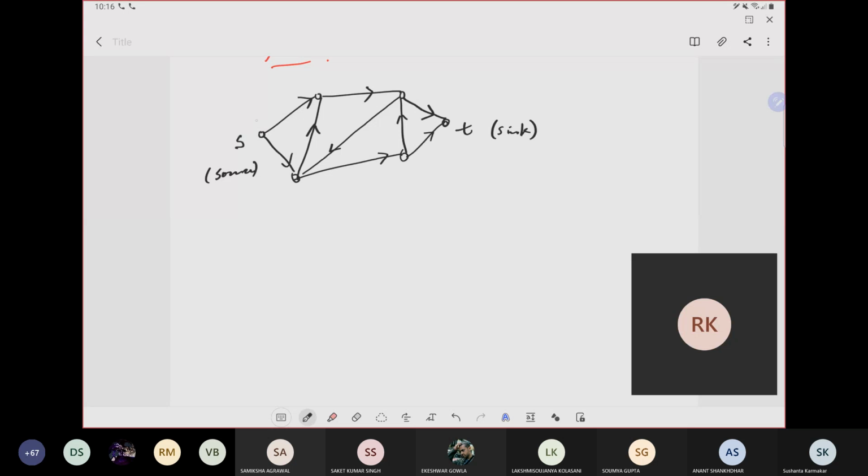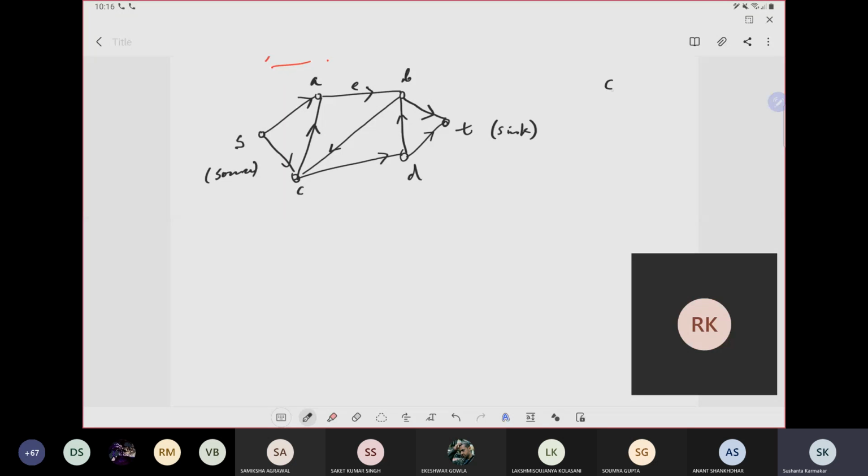Okay. So that is the thing. And these edges that are connecting other vertices are called intermediate nodes. Let's say A, B, C, D, intermediate nodes. And each edge, let's say this edge AB, each edge has a capacity.